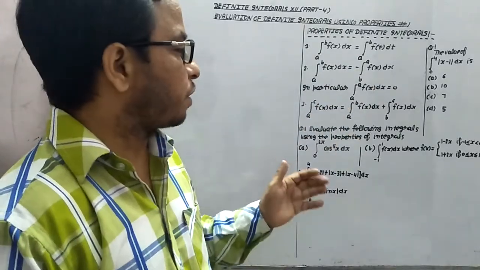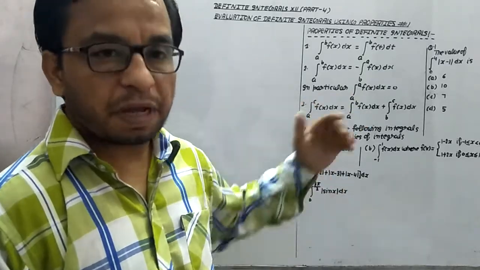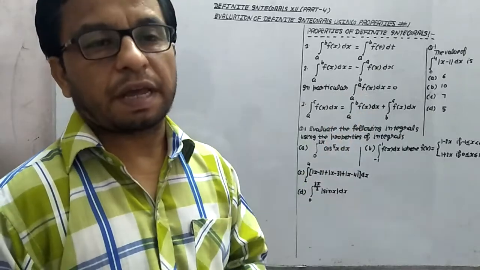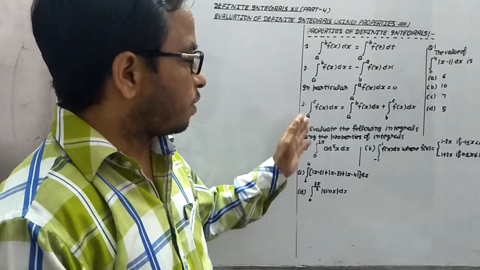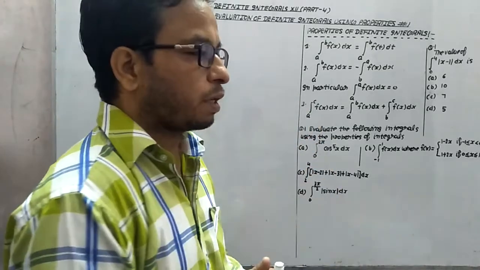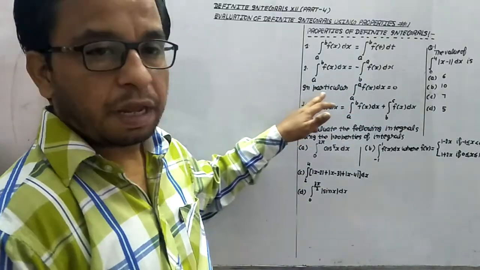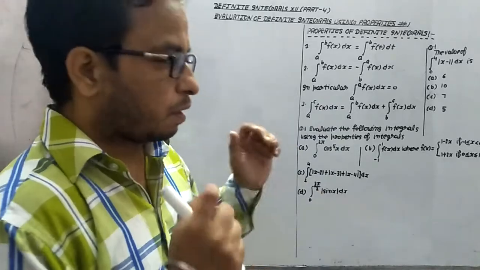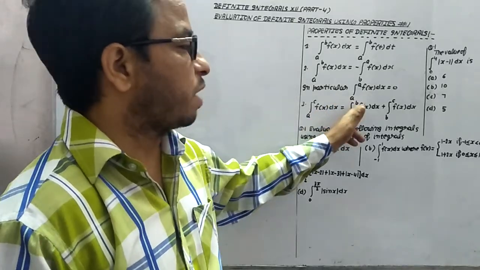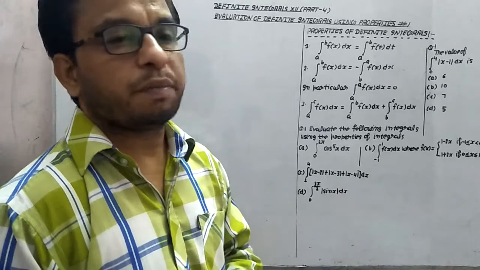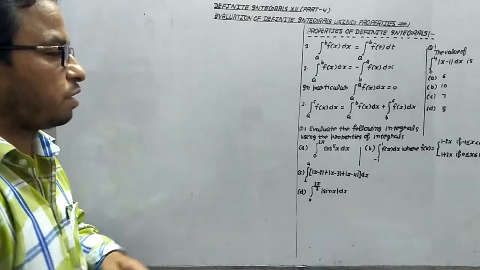Third property is integration a to c f(x) dx is equal to integration a to b f(x) dx plus integration b to c f(x) dx. It means if we introduce a new variable, then the integration is split into two portions and the value of the integration remains the same. That is, a to c, and we introduce b. It means integration a to c f(x) dx is equal to integration a to b f(x) dx plus integration b to c f(x) dx. Now we will solve a few questions on the basis of these properties.